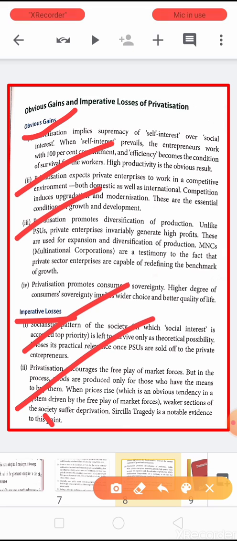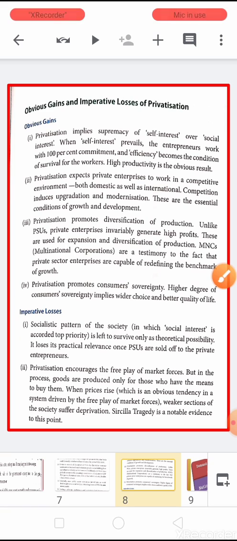The last one is that privatization encourages the free play of market forces, but in the process the goods are produced only for those who have the means to buy them. So when the prices rise, which is obviously the tendency in the free play of market forces, because the prices of commodities can be increased or decreased depending upon market conditions, the weaker sections of society suffer deprivation. The Silsila tragedy was notable evidence in this regard. So, children, these are basically the positive as well as the negative aspects of privatization.